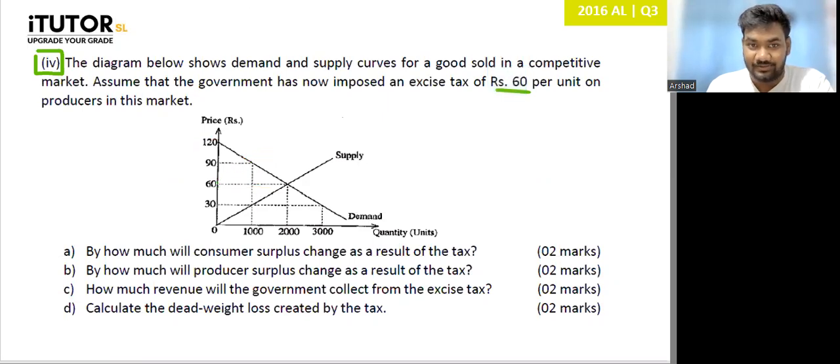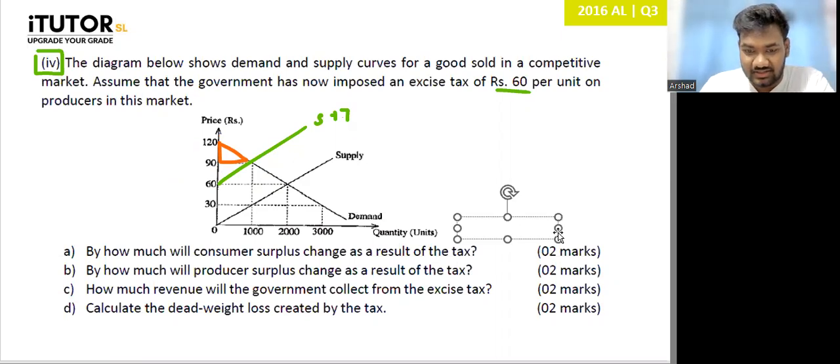How much is CS before? 60,000. This is the S plus T. CS before is this area. So you all are saying 60,000. Fine. How much is CS after? CS after is this area. How much is that? That's 15,000, right? So CS before is 60,000, after is 15,000.